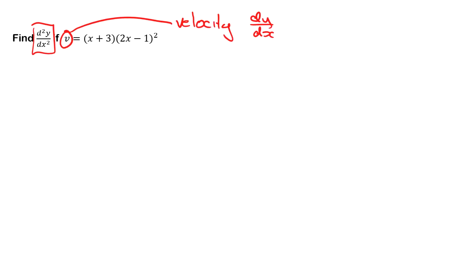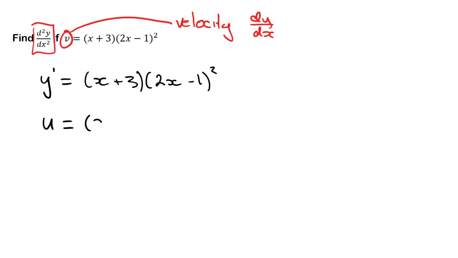Because we've got a bracketed area times a bracket, we know we're using the product rule. So I'm going to write v equals (x plus 3)(2x minus 1) squared. For the sake of making this a little easier, in terms of how we've done the product rule in the past, I'm actually going to change that v to a y dash, a y apostrophe. Now we can focus on u, which is my x plus 3, and v, which is (2x minus 1) squared.